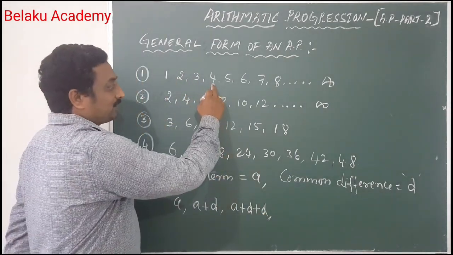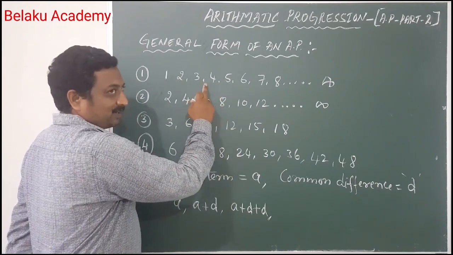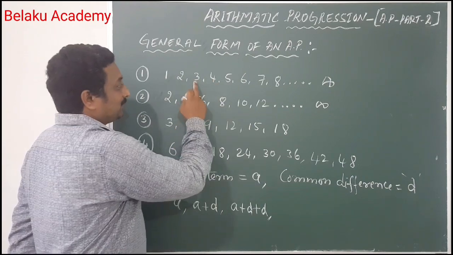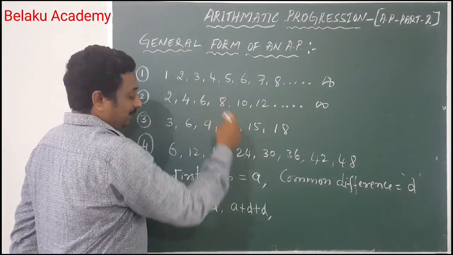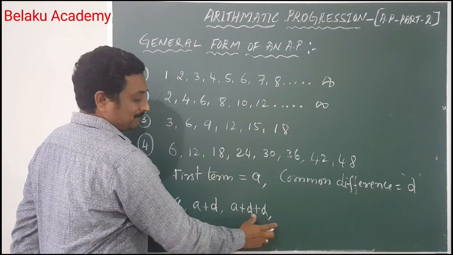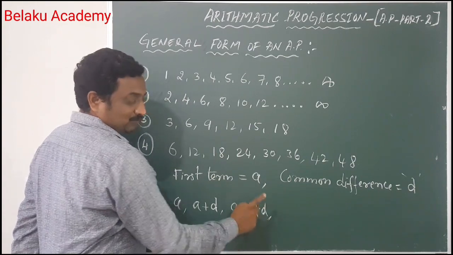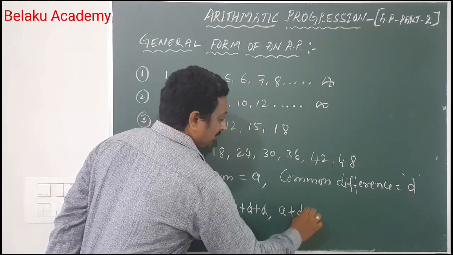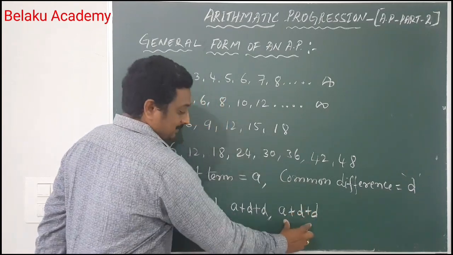So, now to get 4, what do I have to do? I have to add once again the common difference, that is 1, to 3 to get 4. So, 3 plus 1 is 4. So, 3 we know how to write as A plus D plus D, that is 1 plus 1 plus 1, right. So, I can write A plus D plus D, this becomes the third term.